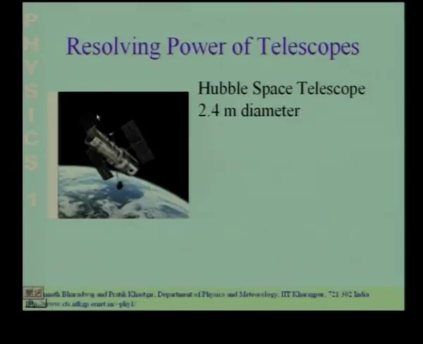In the last class, we were discussing the resolving power of telescopes. Let me resume the discussion where we had left it. So, here I show you the Hubble Space Telescope. It has an aperture of diameter 2.4 meters. This shows you the aperture.